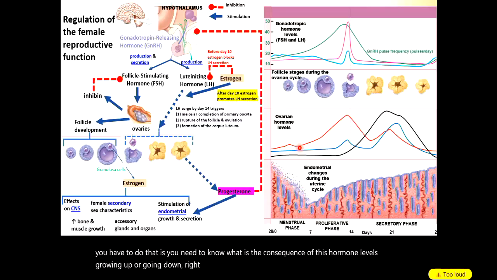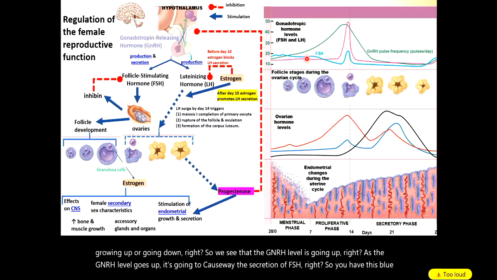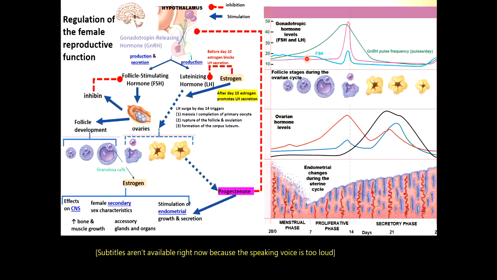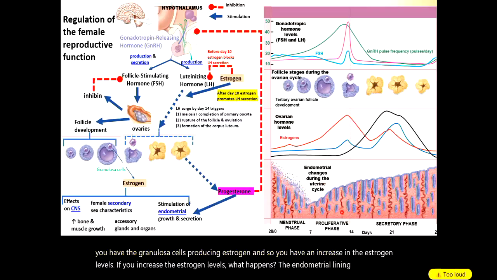So we see that the GnRH level is going up. As the GnRH level goes up, it's going to cause the secretion of FSH. So you have this blue line indicating FSH level goes up. Because FSH level goes up, what happens? The follicles are going to be developed as shown here. The follicles are developing. And not only are the follicles developing, but inside the follicles you have the granulosa cells producing estrogen, and so you have an increase in the estrogen levels. If you increase the estrogen levels, what happens? The endometrial lining is proliferating as well.